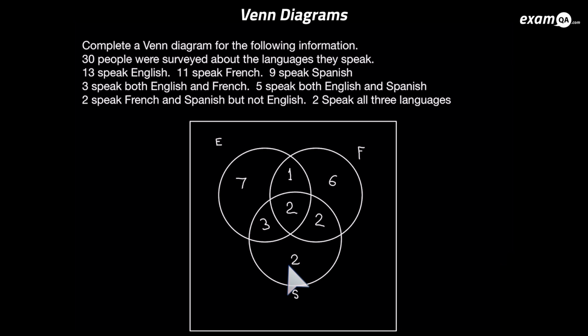And the only thing we've got missing now is the outside. We need a number on the outside. And we know 30 people were interviewed. So we can do 30 minus every number we've got there at the moment. And I'll let you do that. And you should have got 7. So we've managed to fill in this Venn diagram. And it wasn't too bad. The trick is to try to start in the middle if you can. And there we have it.